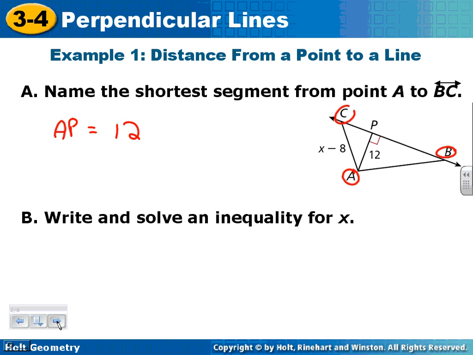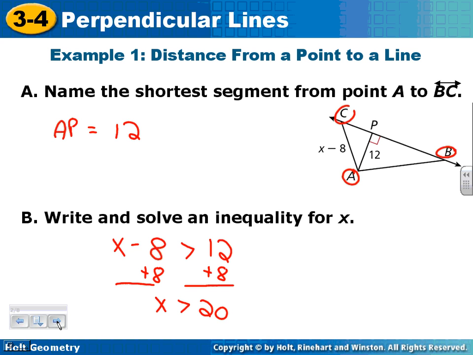But letter B throws some algebra in here. Write and solve an inequality for x. Well, you see the x minus 8. I want to compare that to the 12. Well, the x minus 8 is longer than the 12. The 12 is always the shortest. So if x minus 8, I would have a greater than symbol. So x minus 8 is greater than 12, and we would solve that by adding 8 to each side. So x would be greater than 20.